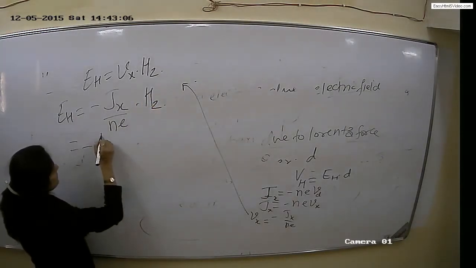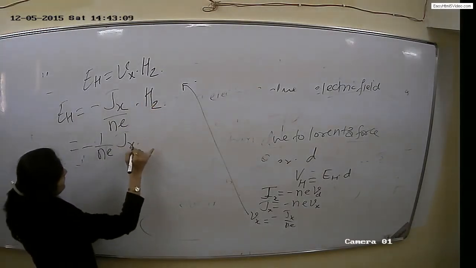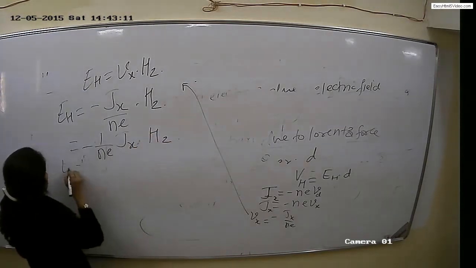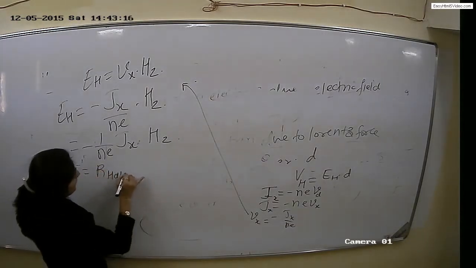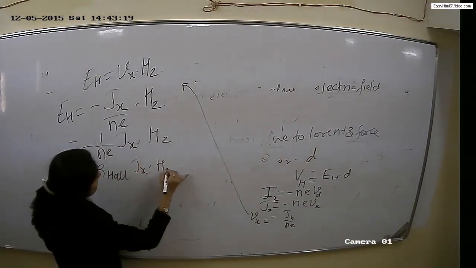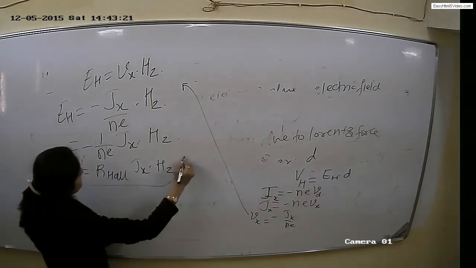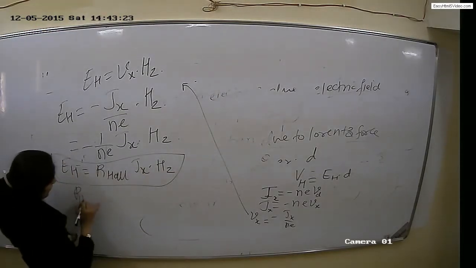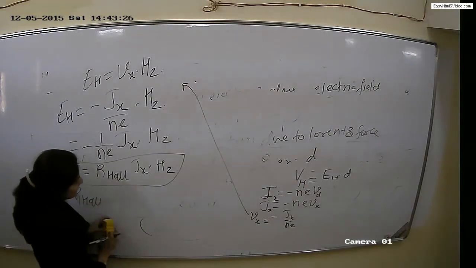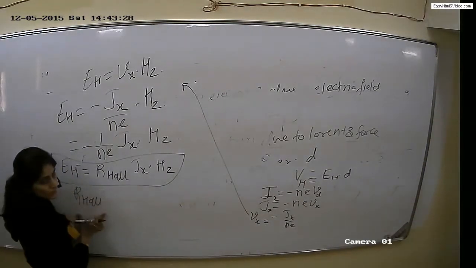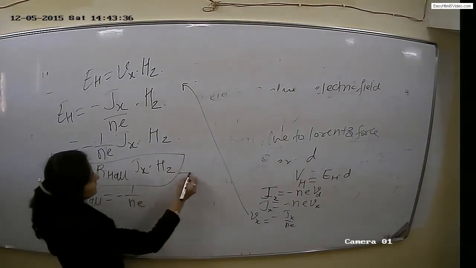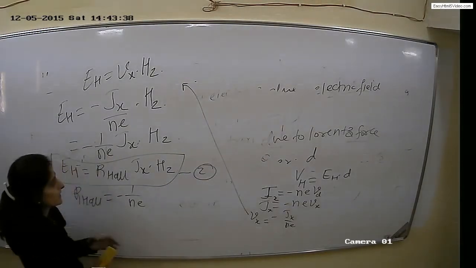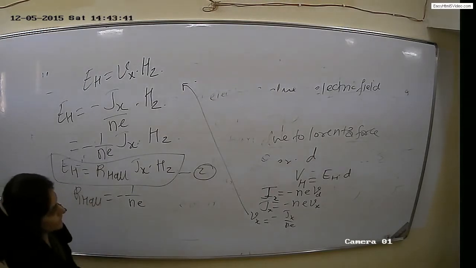It can be written as minus 1 upon Ne Jx into Hz. Therefore, EH can be written as R Hall Jx into Hz, where this R Hall is called Hall coefficient, and its value is minus 1 upon Ne. So we get another relation for Hall electric field.